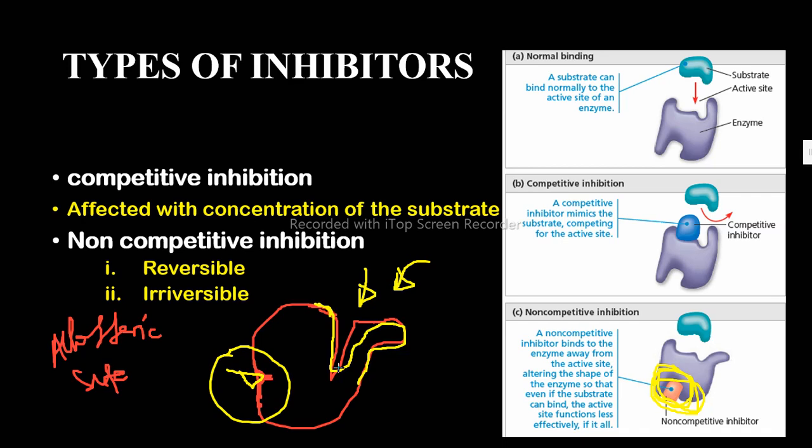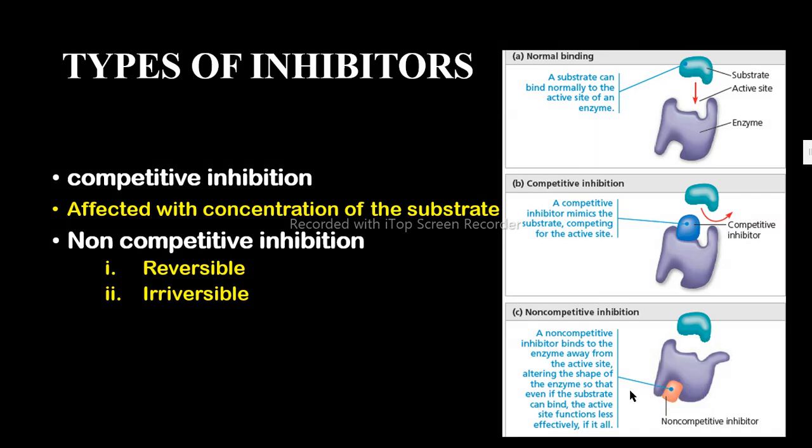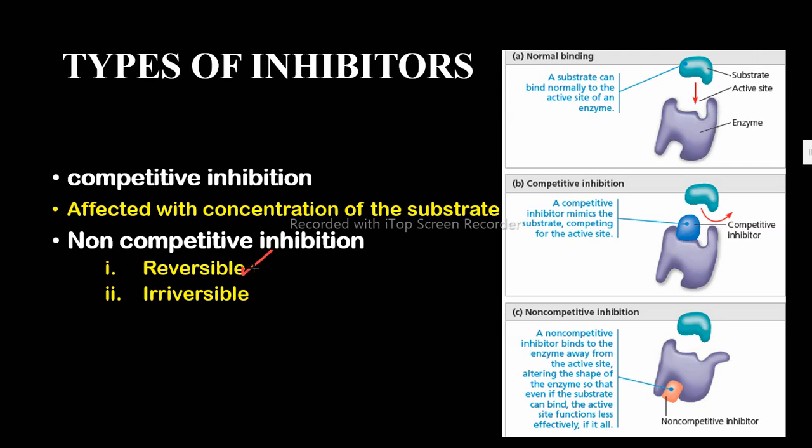And so because of that, non-competitive inhibitors are really dangerous as far as enzyme activity is concerned. They can be categorized in two categories. Number one, non-competitive inhibition reversible, and number two, non-competitive inhibition irreversible.